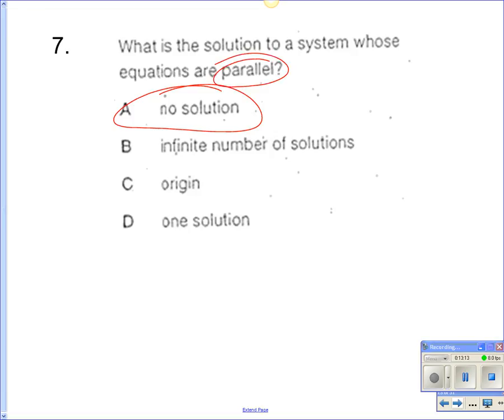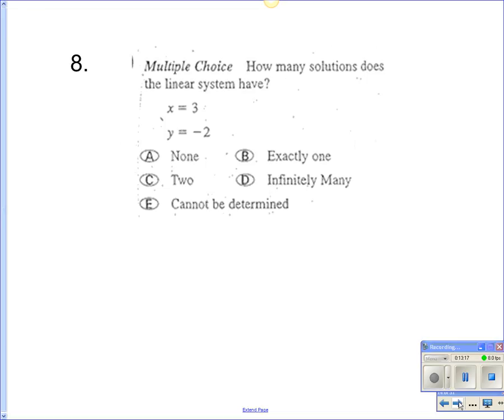Parallel is no solution. Number 8, how many solutions does this linear system have? x equals 3, y equals negative 2. Draw a little sketch for me on your paper, even if you've already answered it. Draw a little graph off to the side.